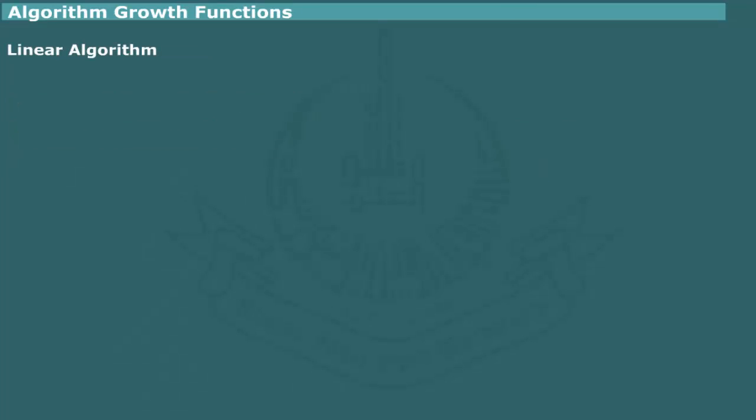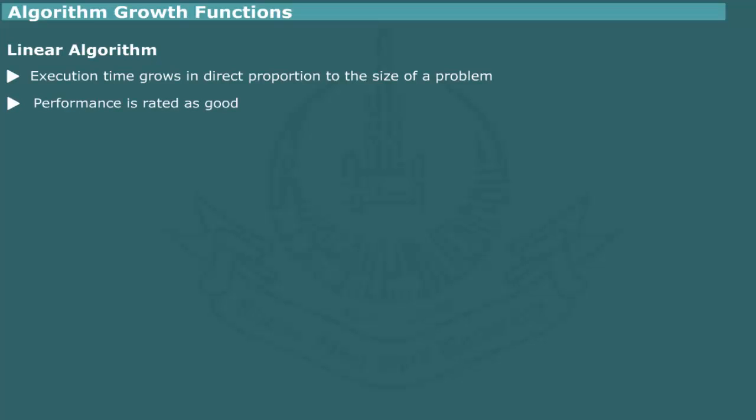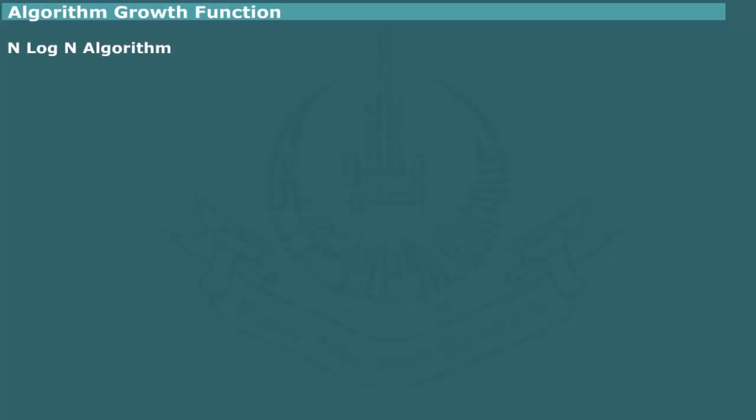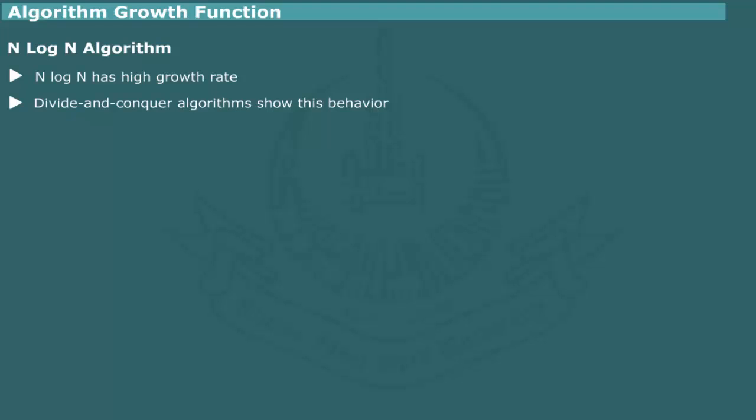Linear algorithm. The execution time of a linear algorithm grows in direct proportion to the size of the problem. The performance of a linear algorithm is rated as good. An algorithm based on a single loop shows linear growth rate. Examples of linear algorithms are searching, deleting, and inserting operations on arrays and vectors. n log n. The n log n has a moderately high growth rate. The divide and conquer algorithms generally exhibit this behavior.